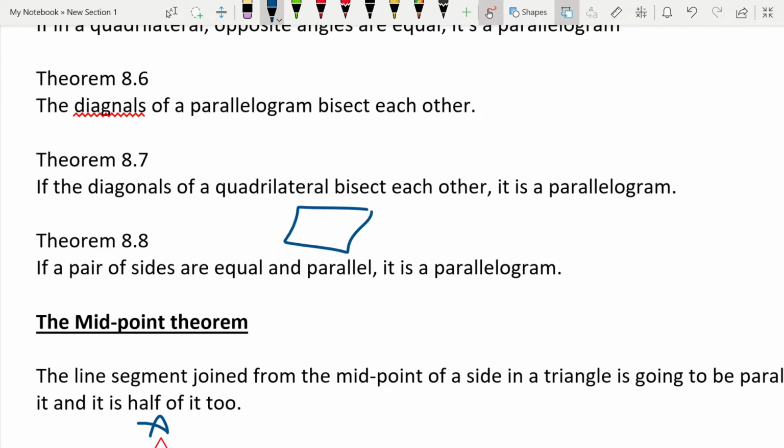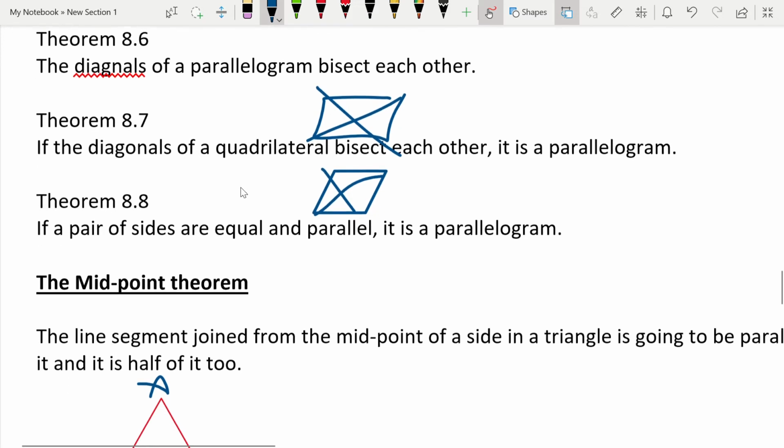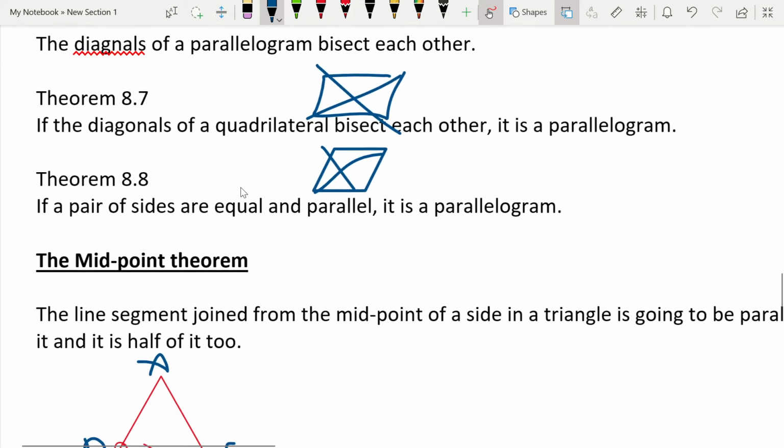If you've got a quadrilateral like that, and these two bisect each other, it's a parallelogram. In the earlier one, it's just saying a parallelogram has that property, not that if you have a quadrilateral then it will happen. Theorem 8.8: if a pair of sides are equal and parallel, it's a parallelogram.